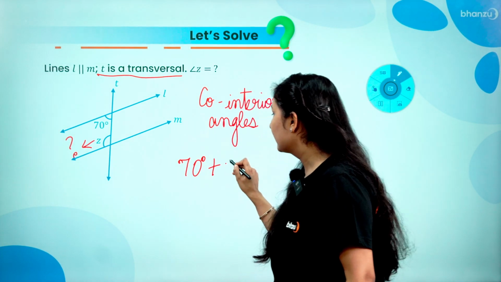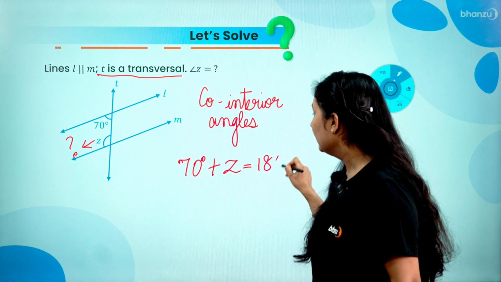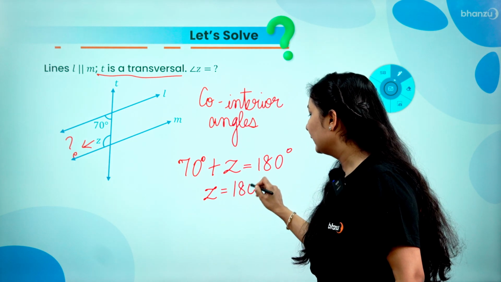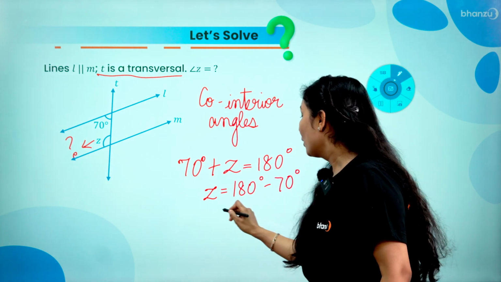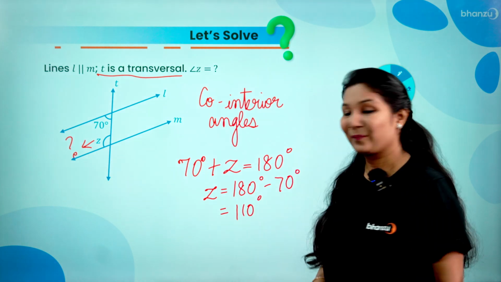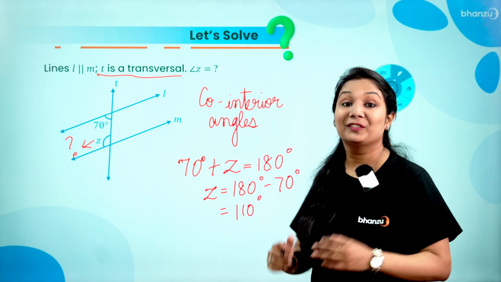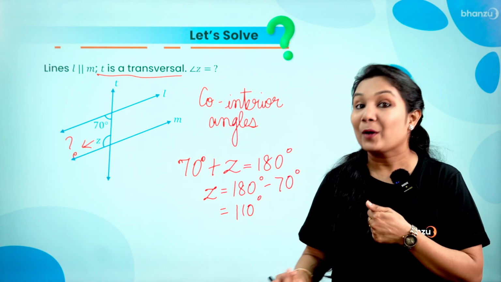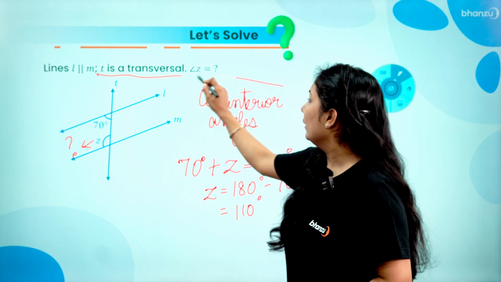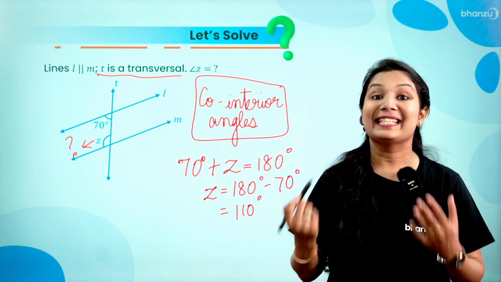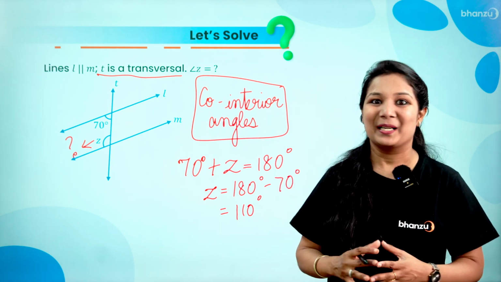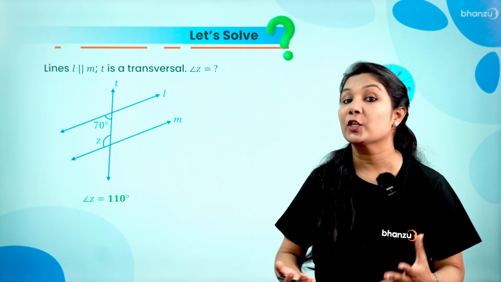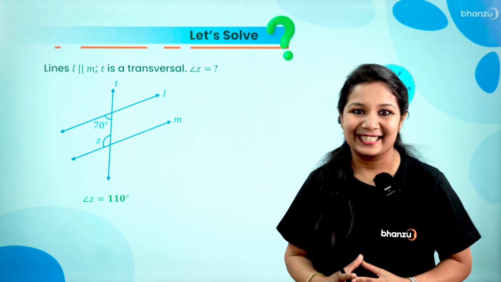So 70 degrees plus Z, the missing angle, equals 180 degrees. How do we get the measure of Z? It's 180 degrees minus 70 degrees, which equals 110 degrees. So this is how we get the measure of the missing angles, by first identifying the type of angles and then their property. Here the property is that co-interior angles add up to 180 degrees, or they are supplementary, right? So this is how we get our answer: the measure of angle Z is 110 degrees.